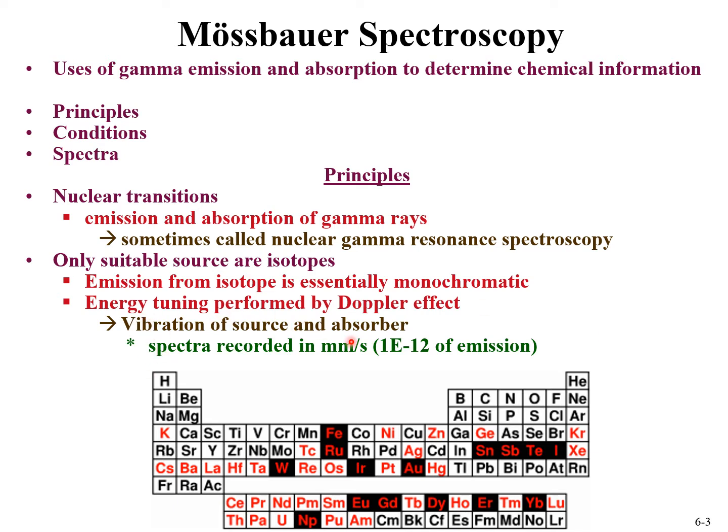Sources and absorbers, so sources and samples, are vibrated. The spectra are recorded in millimeters per second, and you can look at the amount of the photon that passes through the sample as a function of the vibration, and you'll see that there are variations, and we'll use that to describe the chemical composition of the sample that contains the radionuclide. On this periodic table are highlighted elements or isotopes of these elements that can be useful for Moessbauer spectroscopy.